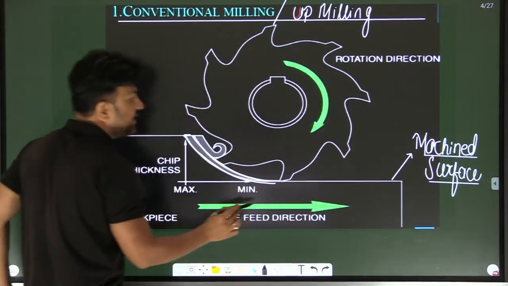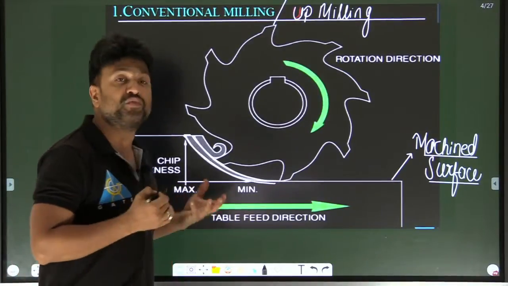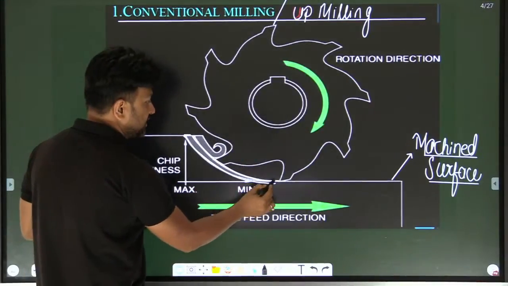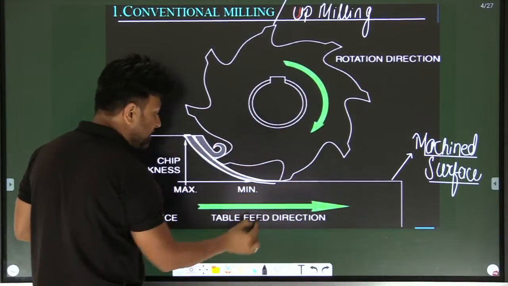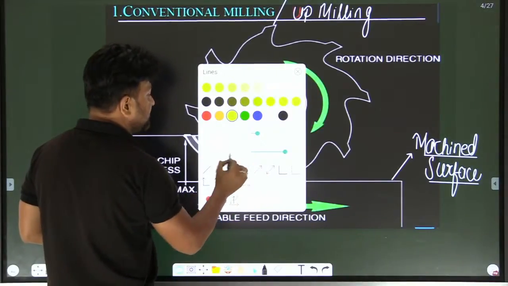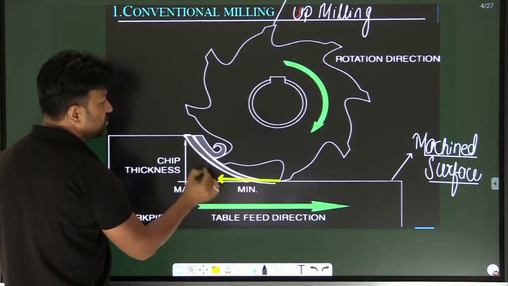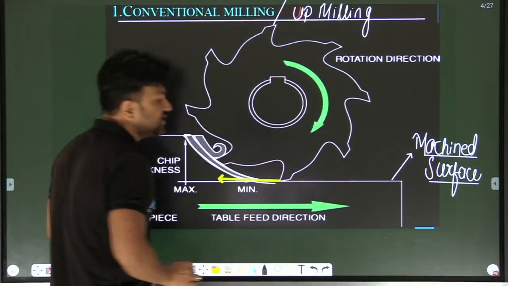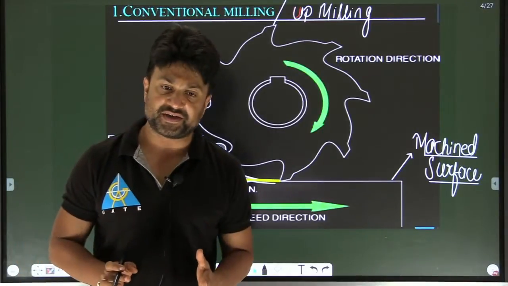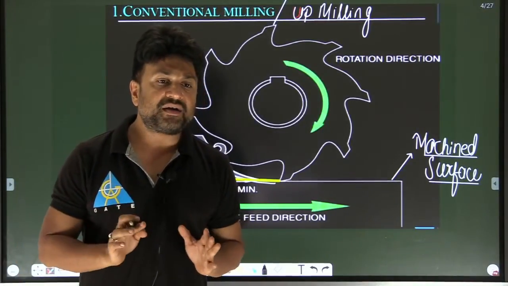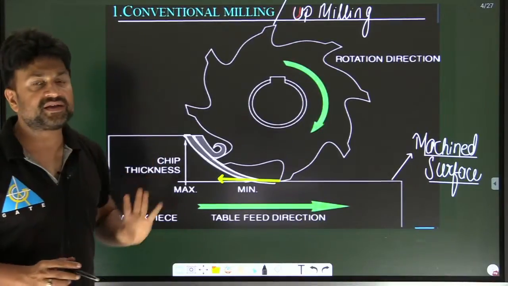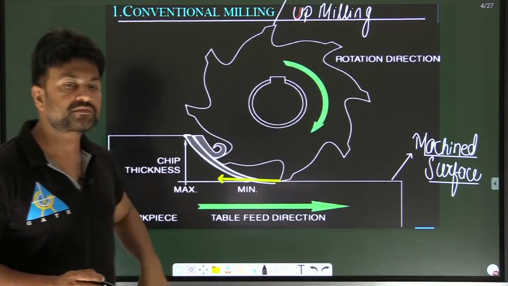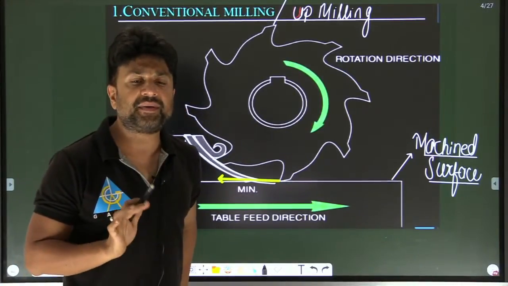And here the workpiece will move in this direction, means they will move in opposite direction. Suppose you take a tangential velocity: the milling cutter is rotating in this direction, and the workpiece is moving in this direction. They are in opposite direction. Am I clear? Is the conventional or up milling clear? Tell me, my dear student.